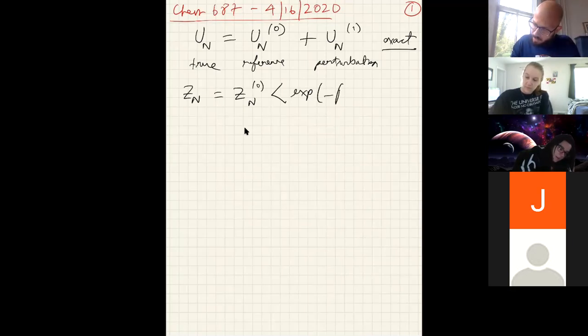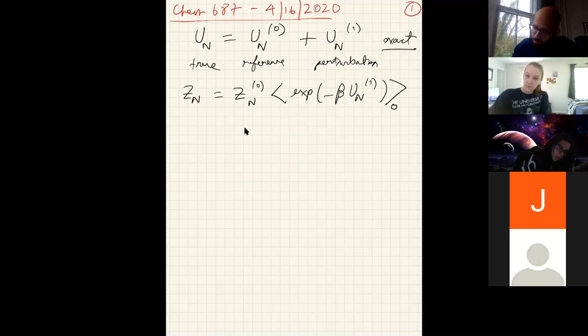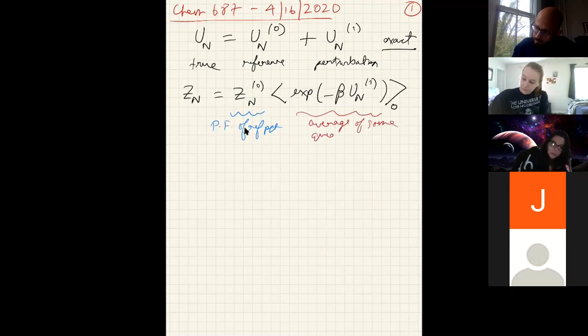The formula involves the exponential of minus beta times U_N^1, calculated in the reference potential. So this is a wonderful formula, because what you need to do here is to calculate the partition function of the reference potential and calculate the average of some quantity in the reference potential, not in the true potential, in the reference potential. And you can see why this is very relevant.